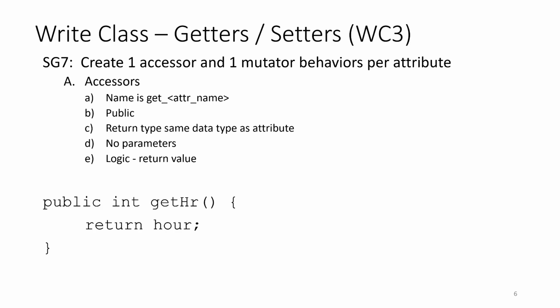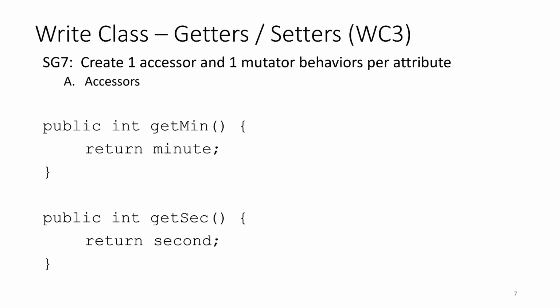To create the first getter, we will look at getHour. We name the method getHR. Notice the camel case so that we can distinguish between the get and the attribute that we're getting. It is public. The data type that we want to return is the same data type as the instance attribute. We declared hour as an int, so this method will return an int. There are no parameters for getters, and the logic is simply to return the value of the instance attribute, hour.